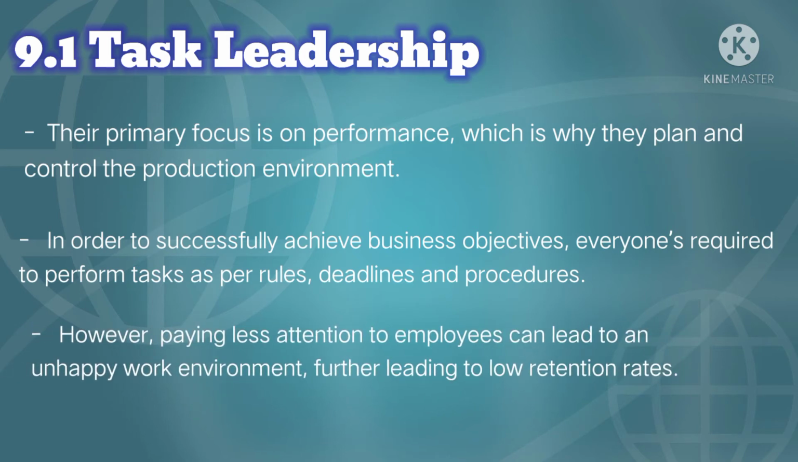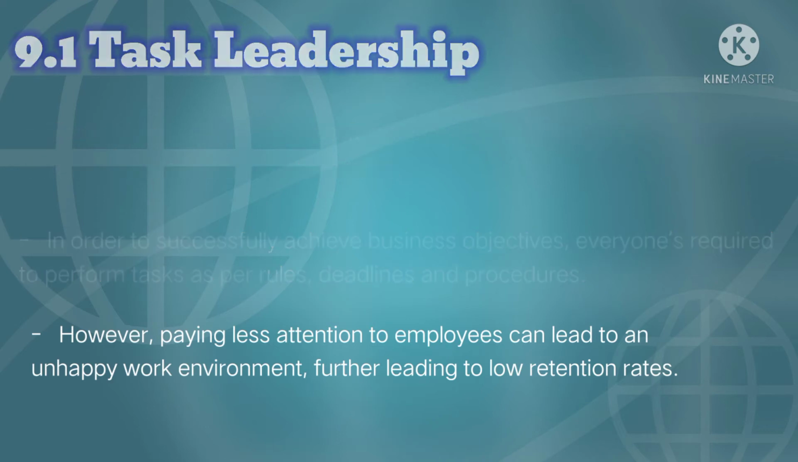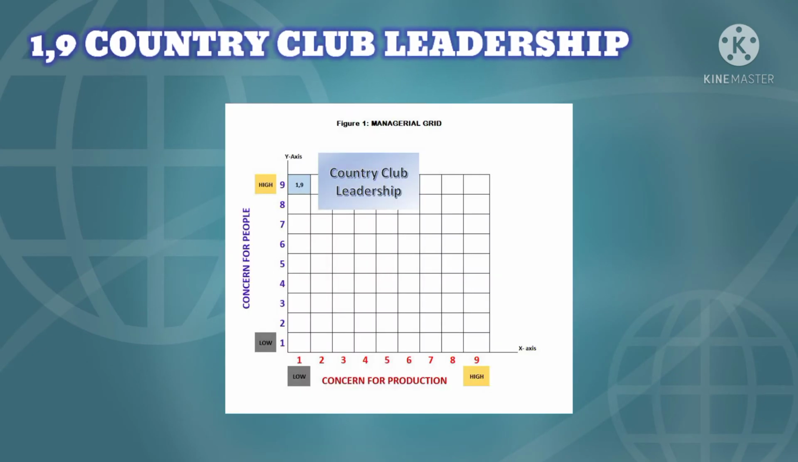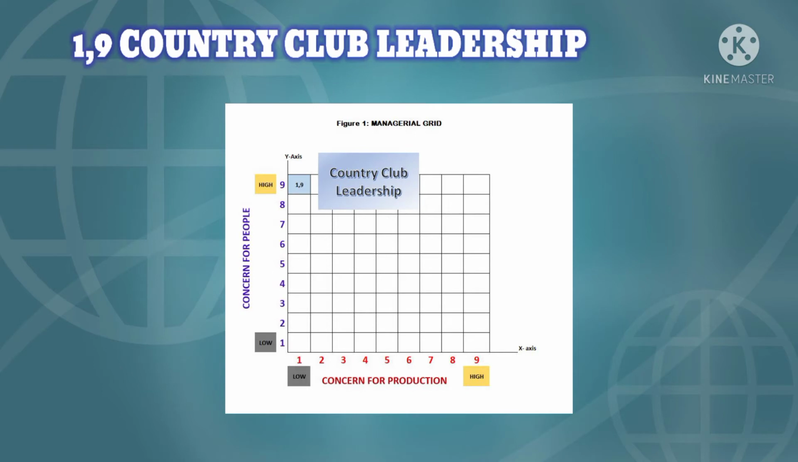However, paying less attention to employees can lead to an unhappy work environment, further leading to low retention rates. This type of leadership is autocratic because they have strict work rules, policies, and procedures. Let's now go to the next one, which is the country club leadership.